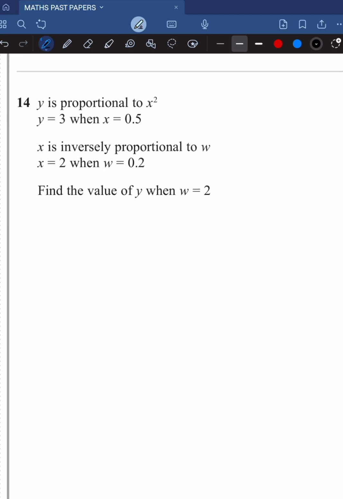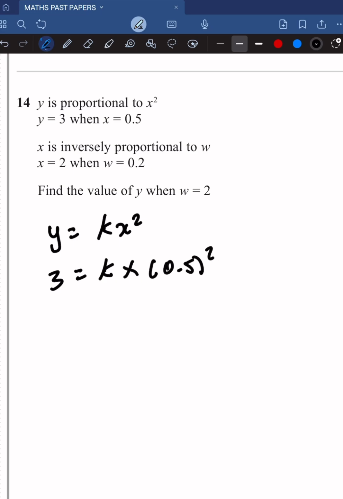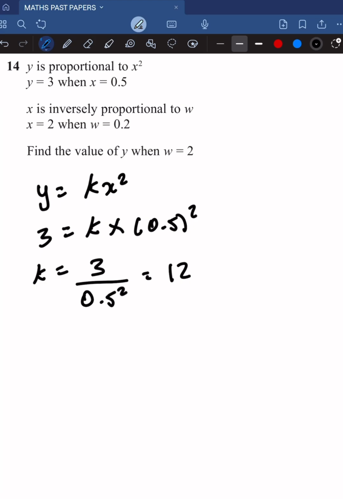Let's start. So y is kx squared because it's directly proportional. When y is 3, x is 0.5, so 0.5 squared. So k is 3 over 0.5 squared. So k is 12. Okay, put that k is 12.